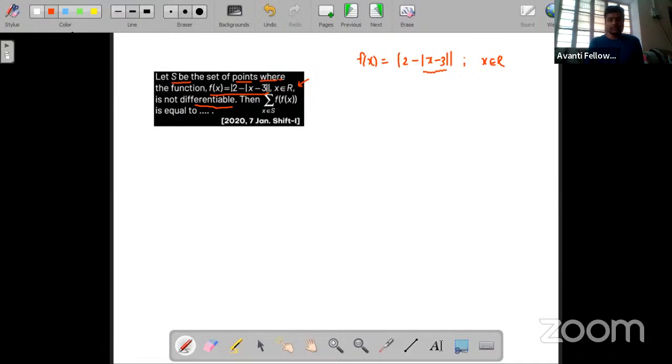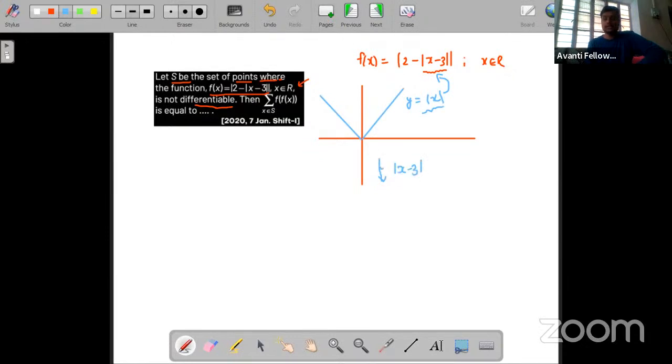So the victory sign graph is this graph. This graph is our modulus x function. So we say this is y equals mod x. Clear? Now we have to move from mod x to mod of x minus 3. So now we will draw from mod x to mod x minus 3.